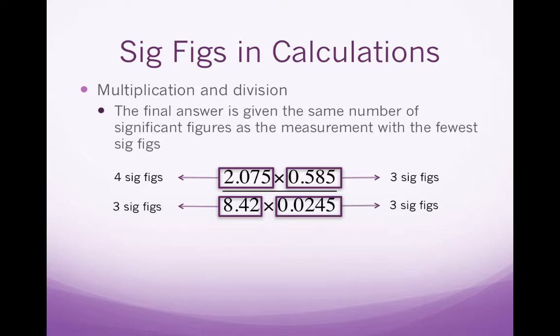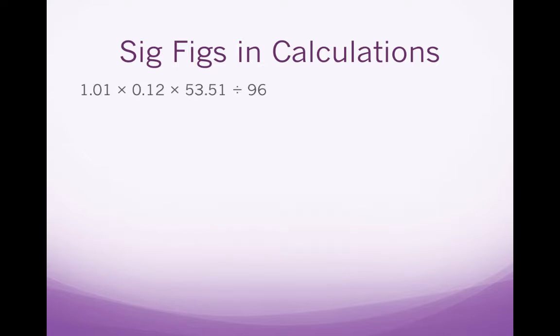0.0245 has 3 significant figures. Those zeros are insignificant because they're at the beginning of a decimal number. So we are multiplying and dividing one number with 4 sig figs and 3 with 3 sig figs. So our measurement with the fewest number of sig figs is 3 sig figs, so our answer should have 3 sig figs. Let's do some examples.